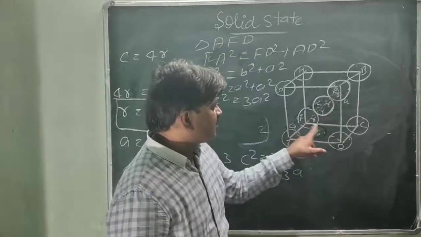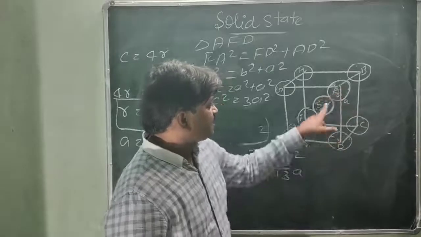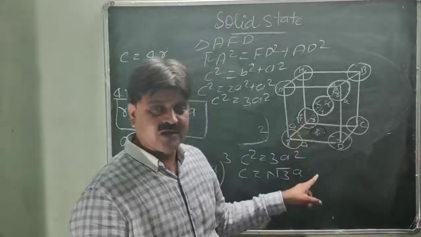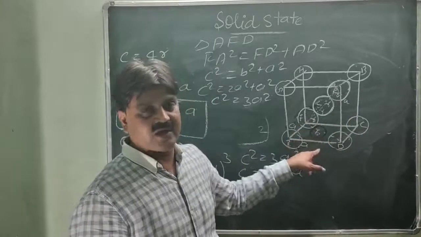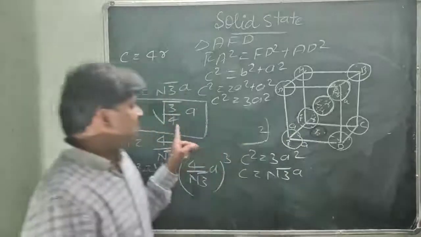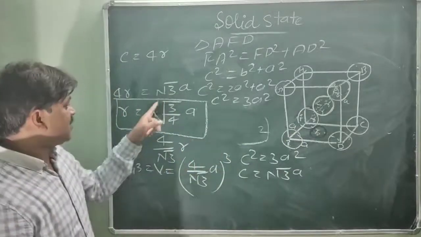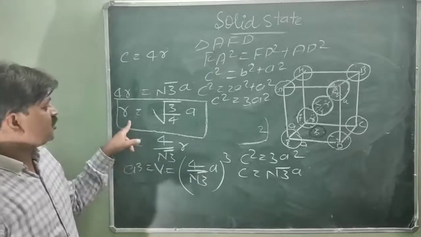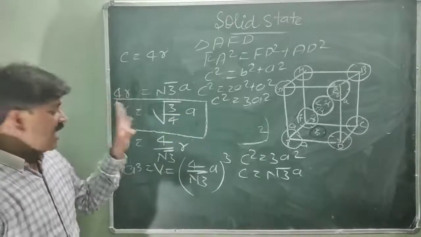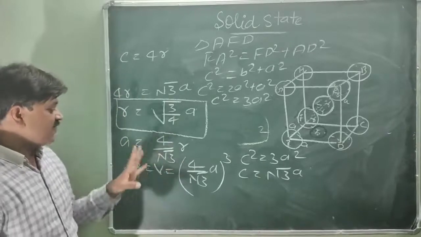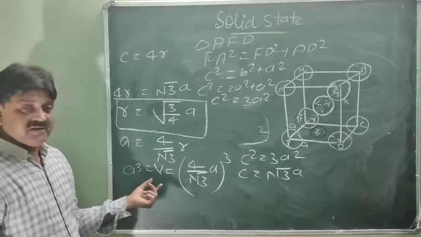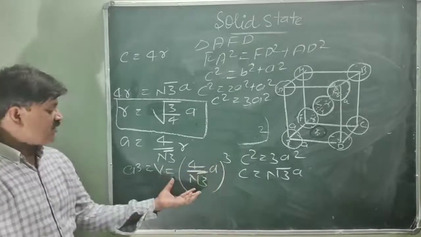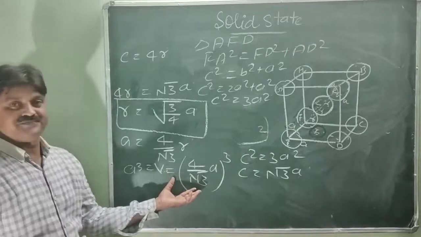So FA square is equal to FD square plus AD square. So C square is equal to B square plus A square. B square value is 2A square, and plus A square, that is 3A square, or C is equal to simply root 3 A. So from this you can calculate the radius in case of the BCC. Radius in case of BCC is equal to root 3 by 4 A. So A is equal to 4 by root 3 R, and A cube, that is the V, is equal to (4 by root 3 R) cube. So we have calculated the total volume of the unit cell.